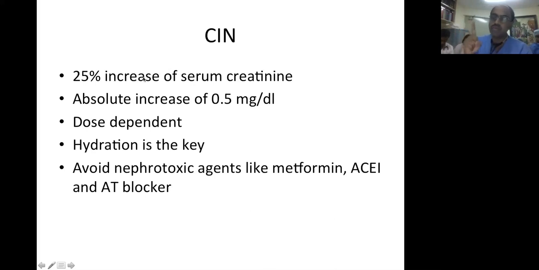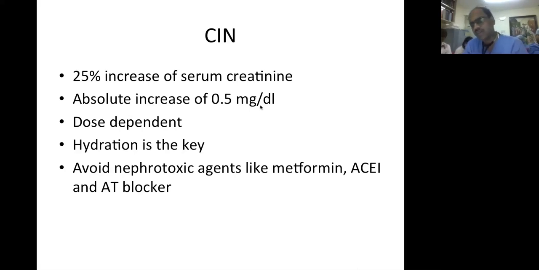A patient is having 1 mg/dL before the catheterization. At the completion of the procedure, if the patient is having 1.25 or more than that, then it is contrast-induced nephropathy. Or an absolute increase of 0.5 mg/dL, then it's also called contrast-induced nephropathy. You start off with the patient's value of 0.9 and now you are having 1.4. So that is also called contrast-induced nephropathy. Sometimes if the patient is starting off with 4 mg/dL creatinine and your value increases to 4.5 mg, that is also contrast-induced nephropathy, even though it is not a 25% increase. It's highly dose dependent. The more the dose, the more the incidence of contrast-induced nephropathy.